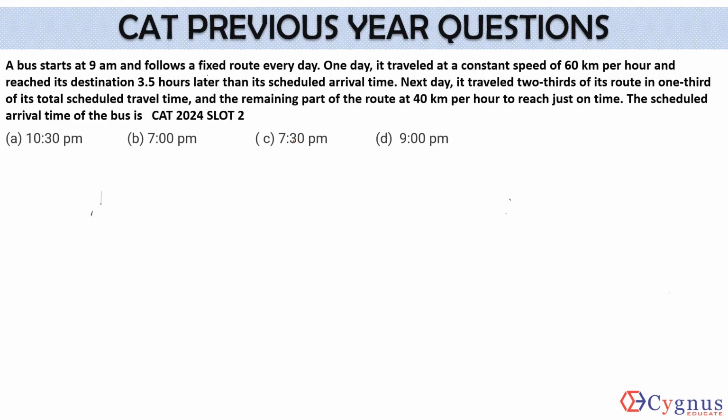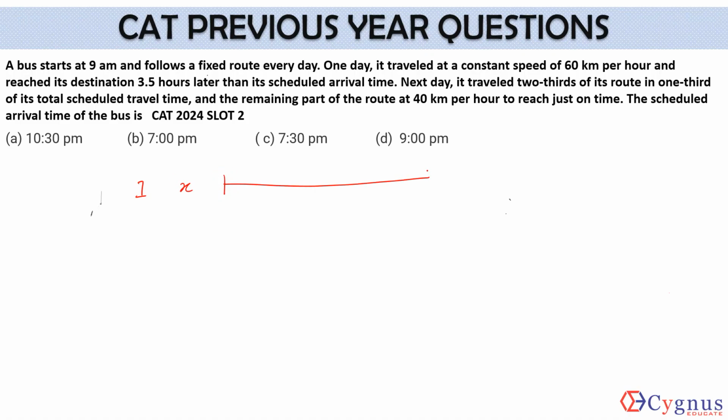Next day, it traveled two-thirds of its route in one-third of its total scheduled time. That means you need to take one-third of the time, and the distance covered is only two-thirds, and the remaining part of the route at 40 kilometers per hour to reach just on time. So he's comparing three cases here. The first one is the normal one. I don't know the normal speed here. Let's take it equal to x.